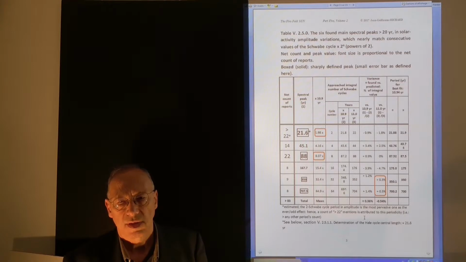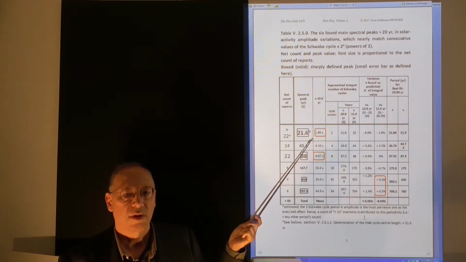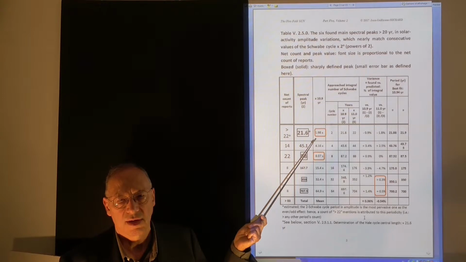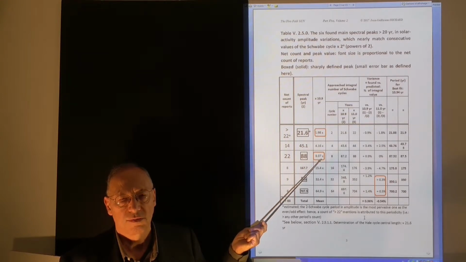What is interesting in this set of period lengths is that they approach integral multiples of the Schwabe length, the multiples being powers of 2. In other words, this is a period doubling sequence in which you see the first doubling, 2 Schwabe cycles. The Hale solar magnetic cycle is very close in our estimate to the theoretical value of exactly 2 Schwabe cycles. Also for the 8 Schwabe cycle length.